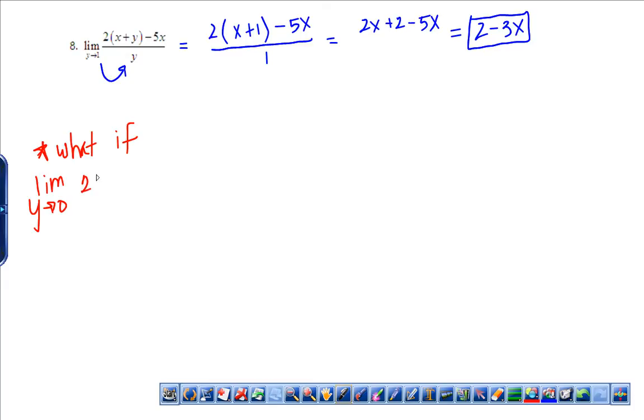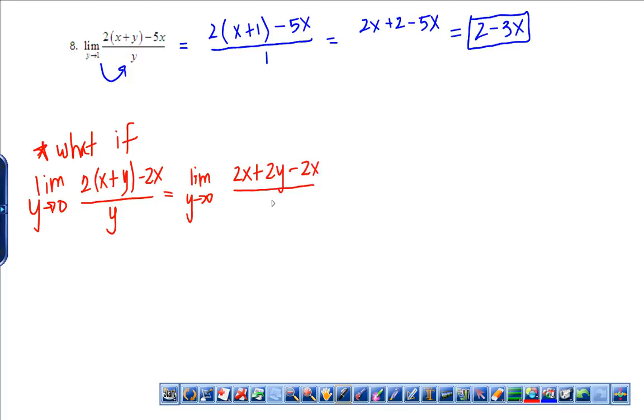That means that I would have 2 times x, let me just rewrite this, of my same problem. That means that I would have the limit as y approaches 0. This gives me 2x plus 2y minus 2x over y. And I'm doing this because it looks like my x's are canceling out. I end up with 2y over y.